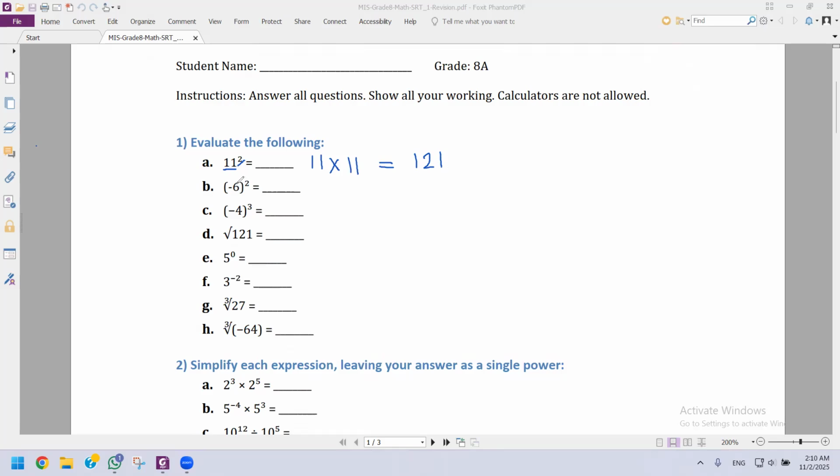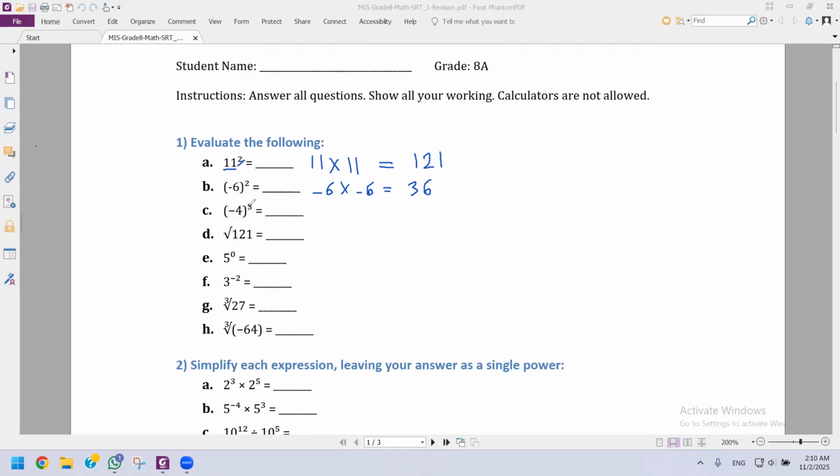Sorry. As you can see, we have minus 6, so even minus is inside the bracket. So this means minus 6 times minus 6. So first, we times the sign first. Minus times minus, it's a plus, positive. 6 times 6, 36. So the power 2 makes the number positive.